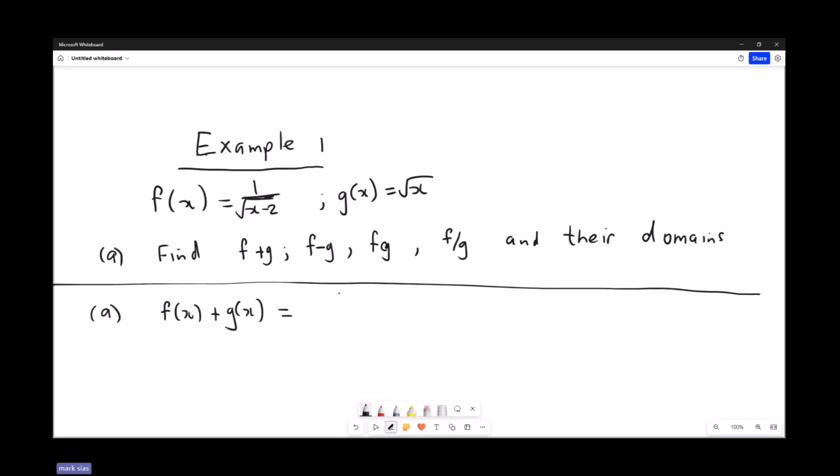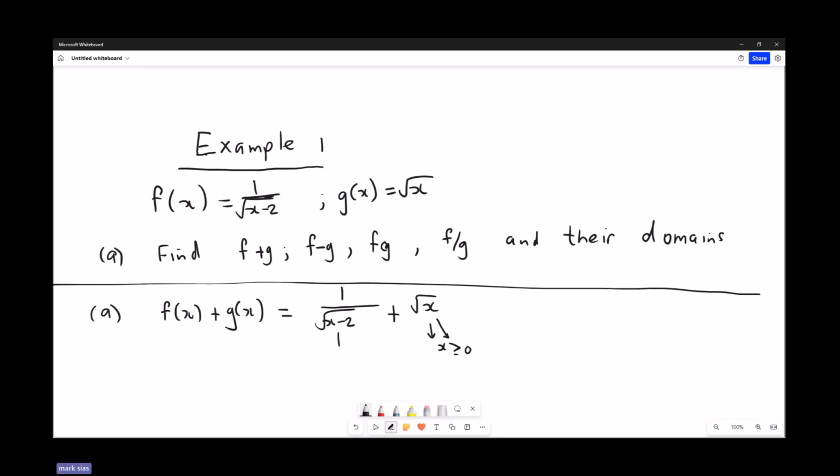You guys agree that F of X plus G of X is just 1 over square root X minus 2 plus square root X? You guys agree with that? Yes, I think you can leave it there. Someone might be brave enough and then combine the two. That's fine. It's their business there. My question is, we already know that the domain of this one, x must be greater or equal to 0, right? Do you agree, guys?